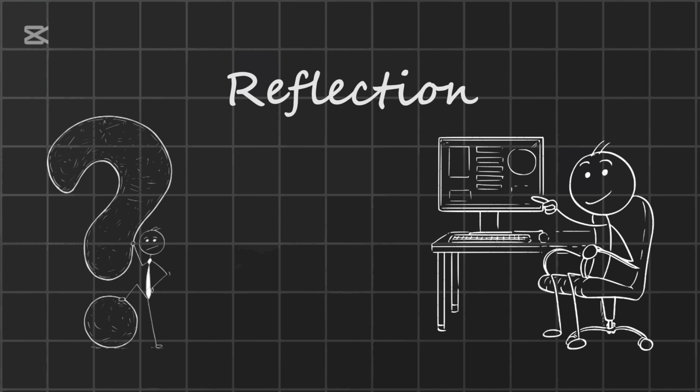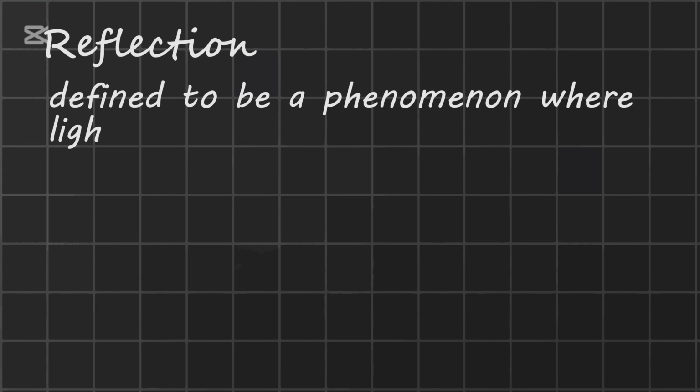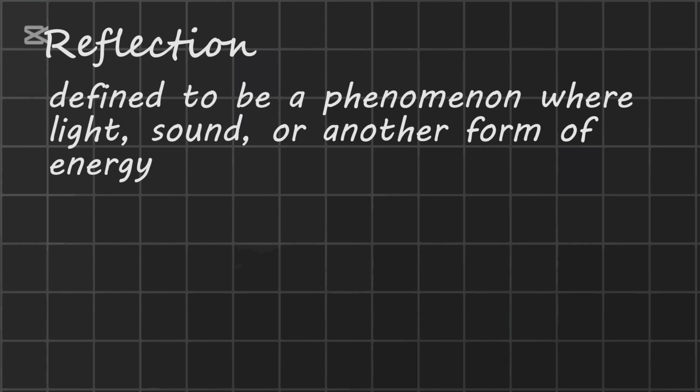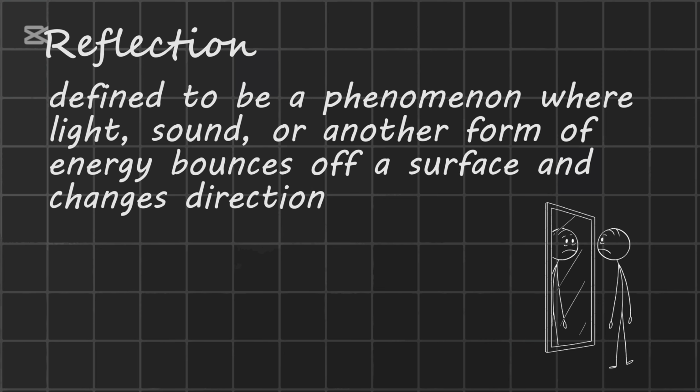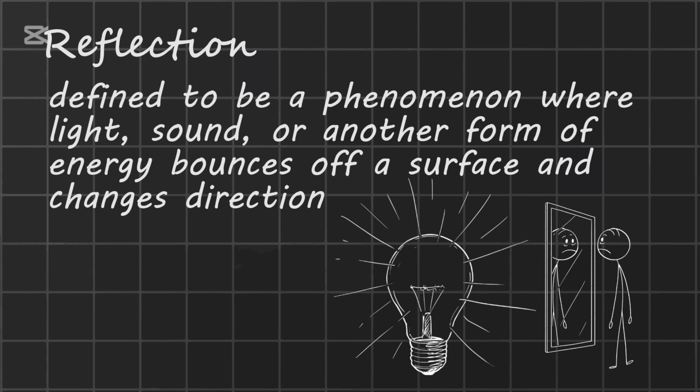Before we delve into the details, let's first define what reflection is. Reflection is defined to be a phenomenon where light, sound, or another form of energy bounces off a surface and changes direction. Since we are talking about reflection in a mirror, we're going to focus on the reflection of light.